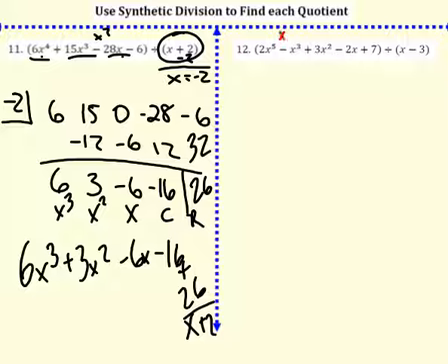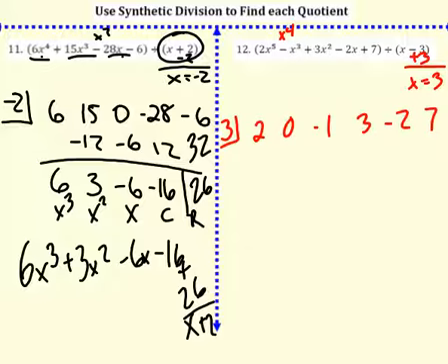Alright, so this is the same thing. You're missing an x to the 4th. That looks like it, but you're adding 3 here, so x equals 3. So I would have gone 3, 2, 0, negative 1, 3, negative 2, and 7.